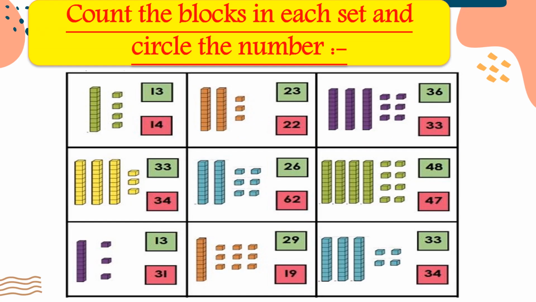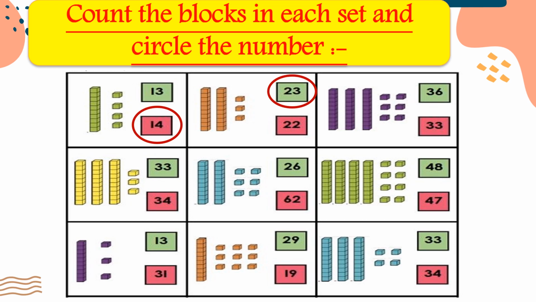Here, count and circle the correct answer. I have here how many stacks in the first question? One stack, so 1 in the tens. And how many separate small squares? 4, so 4 in the ones. So the answer will be 14. Here, how many stacks? 1, 2. And how many separate small squares? 1, 2, 3. So the answer will be 23.